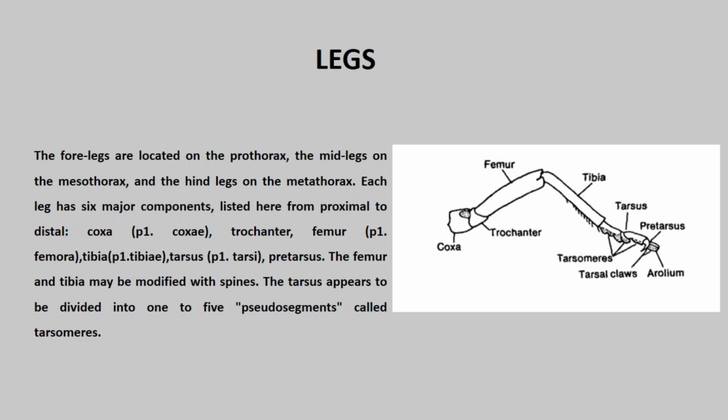Legs. The forelegs are located on the prothorax, the midlegs on the mesothorax, and the hind legs on the metathorax. Each leg has 6 major components, listed here from proximal to distal: coxa, plural coxae, trochanter, femur, plural femora, tibia, plural tibiae, tarsus, plural tarsi, pretarsus. The femur and tibia may be modified with spines. The tarsus appears to be divided into 1 to 5 pseudosegments called tarsomeres.